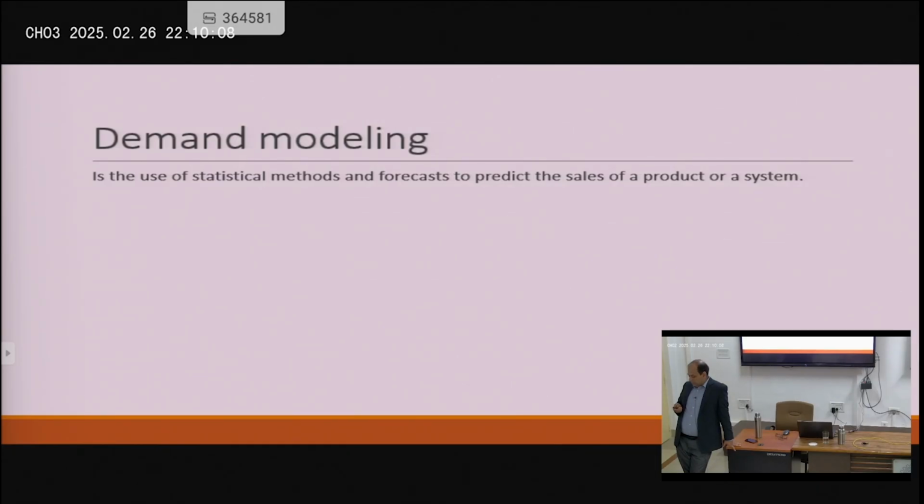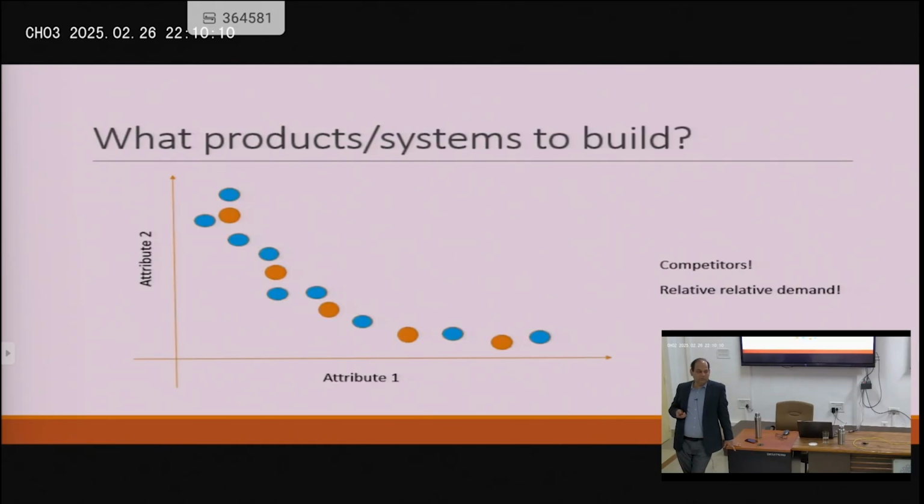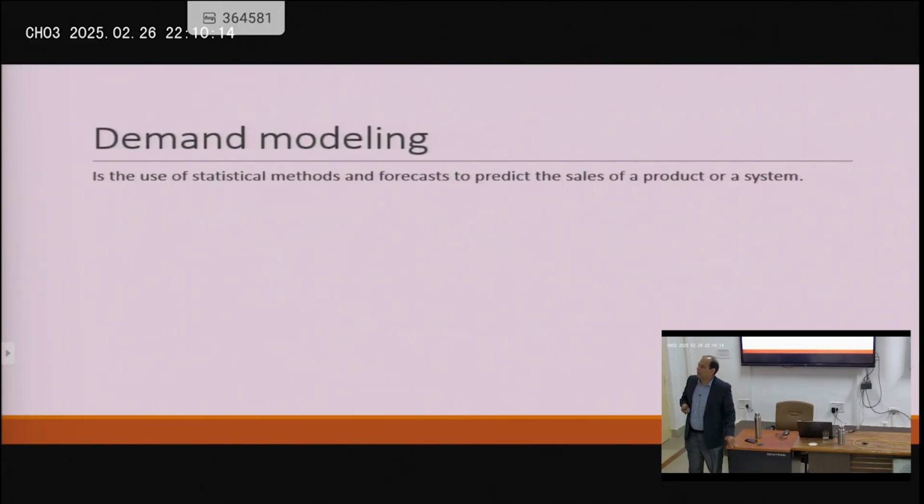Of course, in theory, everything works. In practice, a lot of these things don't work, right? So that's why we have to be pragmatic about how we think about demand. But nonetheless, we should understand fundamental demand modeling methods so that we can at least make back-of-the-envelope type calculations. Okay, so demand modeling is the use of statistical methods and forecasts to predict the sales of a product or a system. Nothing to really explain there.